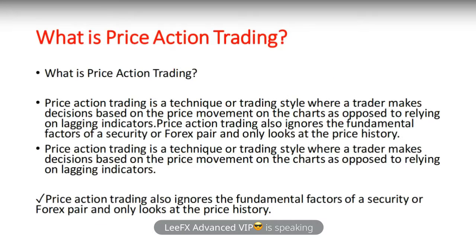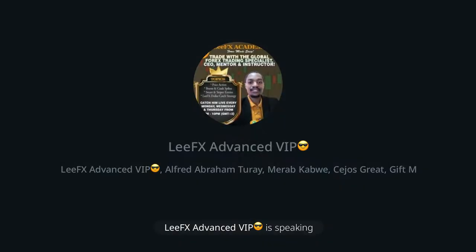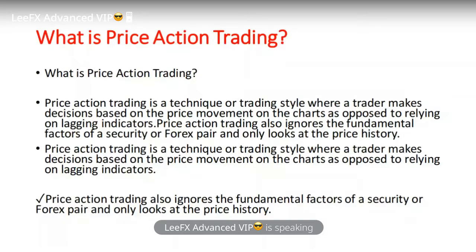So what is price action trading? That is very important. When we're talking about price action, it is a technique or trading style where a trader makes decisions based on the price movement on the charts, as opposed to relying on indicators. A trader uses it to make trading decisions, focusing only on the price movement on the chart, without relying on indicators. So a price action trader just focuses on the chart, without looking at indicators.